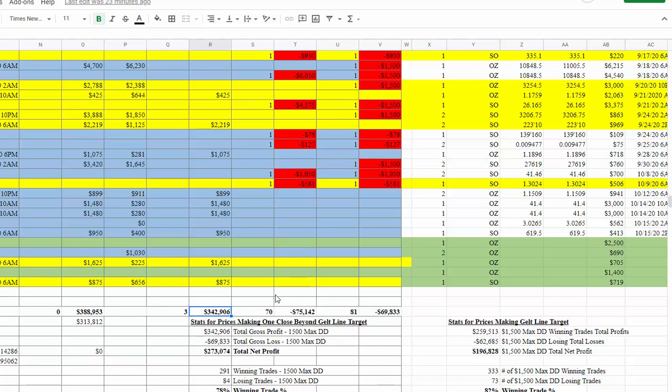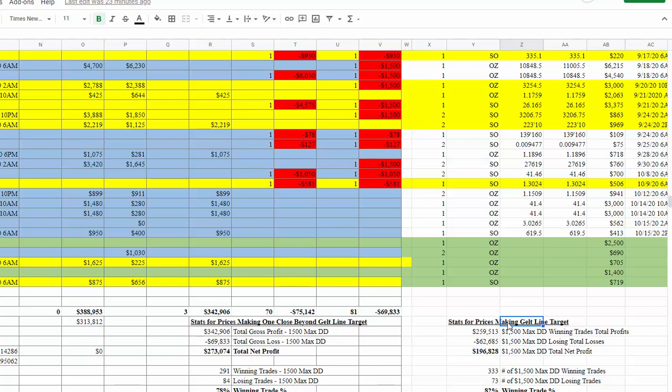Okay, so we did that testing, and then we added another criteria, what I call Gelt lines. Now, those of you that are fluent in German know that the word Geld is a very familiar word. It simply means money. And so we call them our target lines, or what we call Gelt lines.